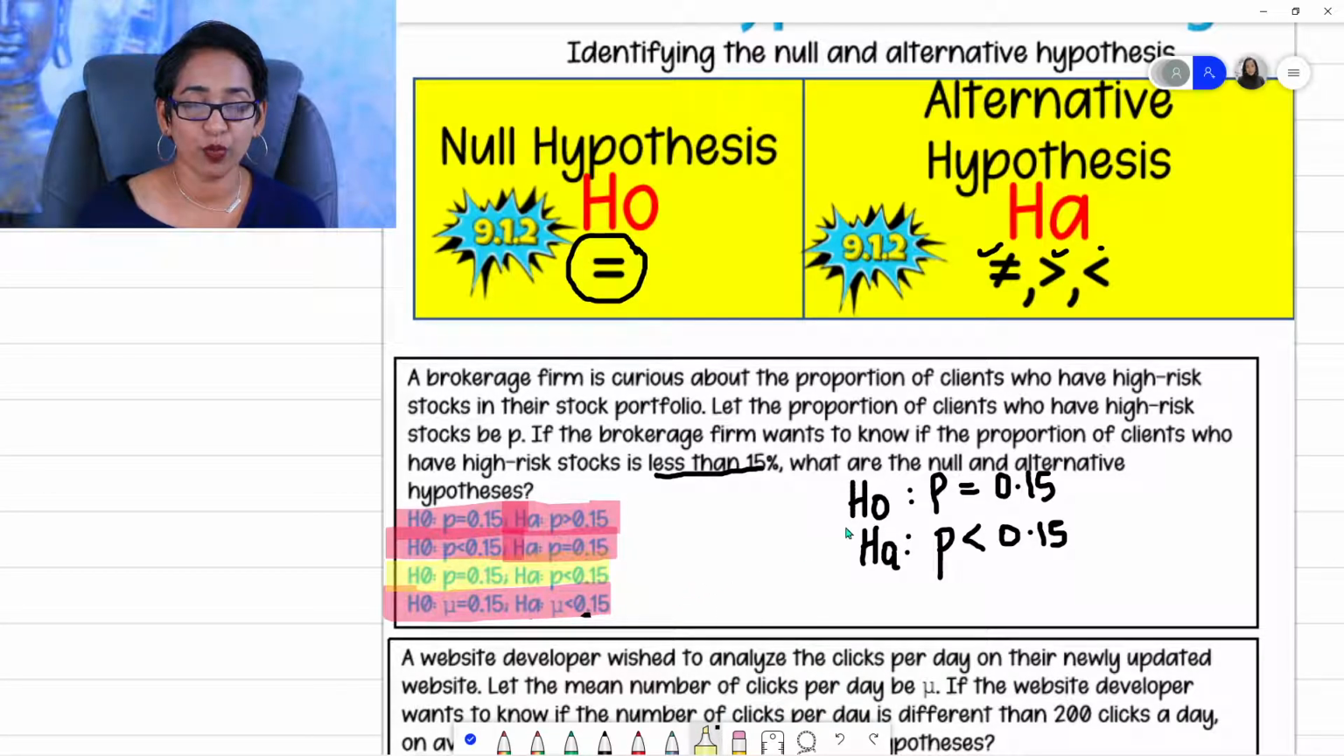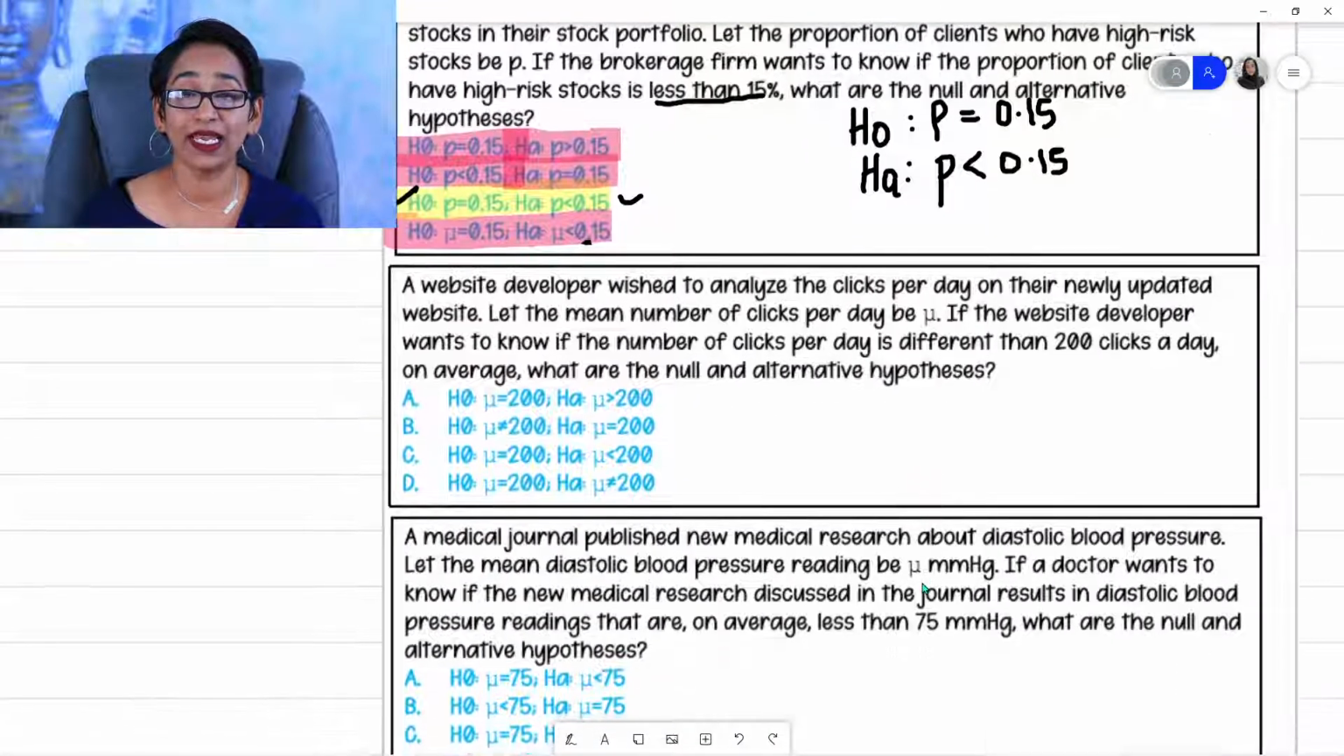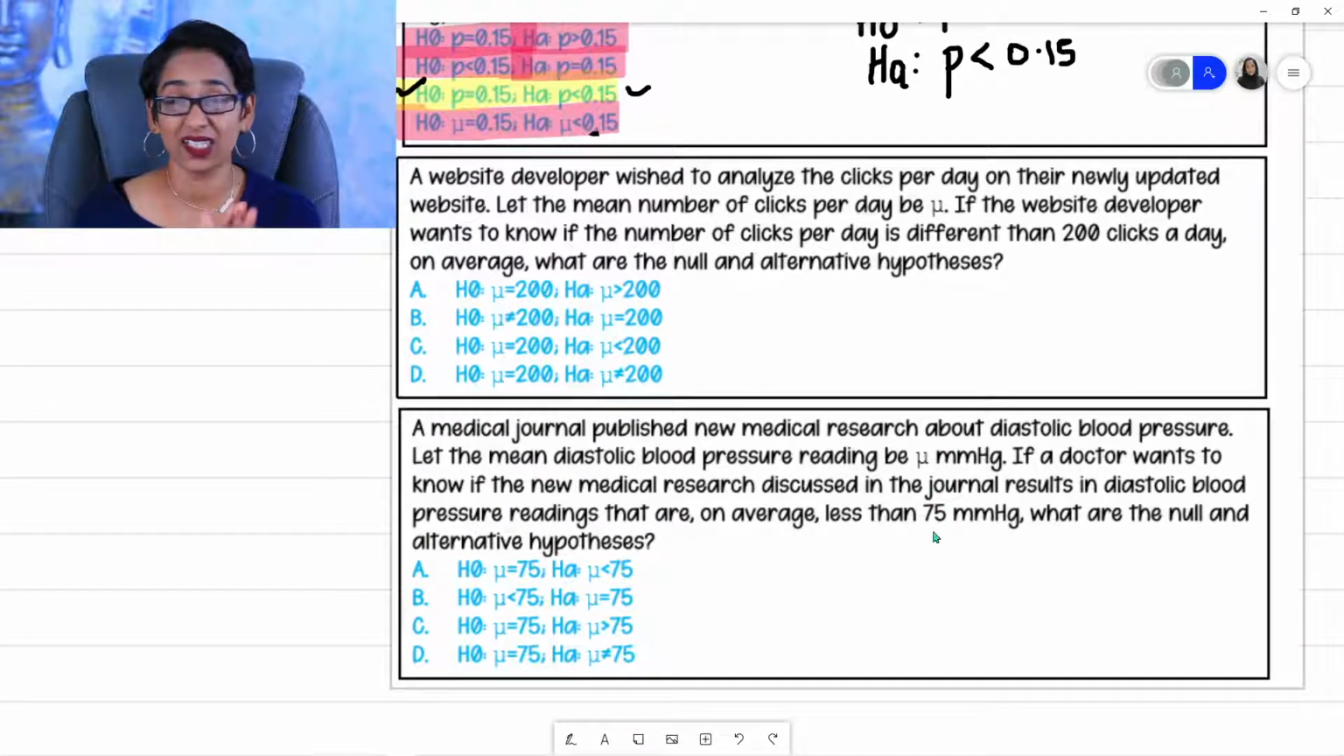so both of them have to match. If I look here, my H naught matches and my HA matches. All right, let's do a couple more. Again, blindly H0 is equal to, everything else is HA.